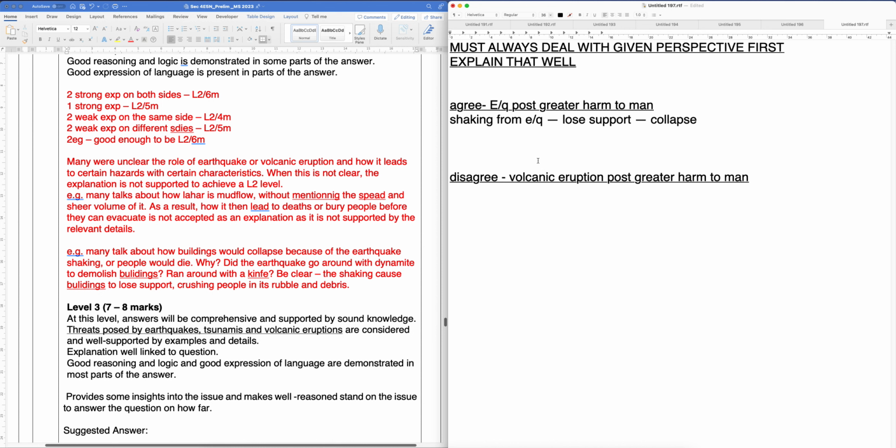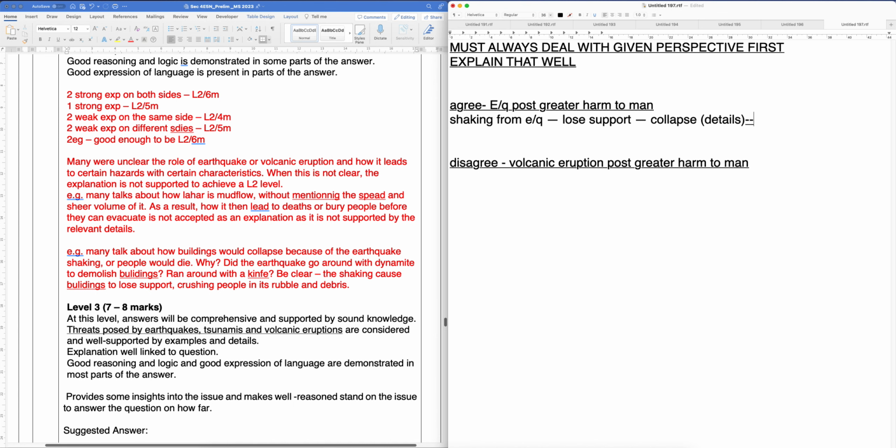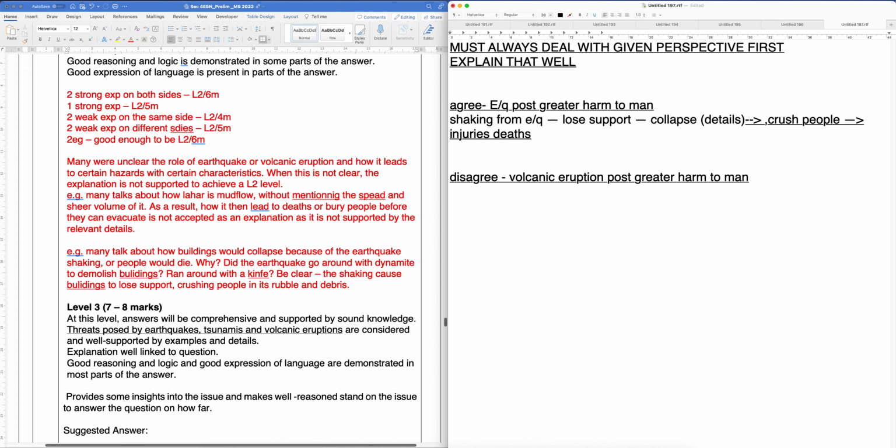If the role of the earthquake is not clear, I'm unable to understand why it causes harm. So this is the details portion. Your details need to be very clear. What is the role of the earthquake? Then I can understand how it subsequently leads to harm. For example, after it collapses, it will crush people. That's why it causes injuries and deaths. If you're not clear, my head will be, what's going on? Did the earthquake go around with dynamite, or run around with a knife? So please be clear what exactly happened.